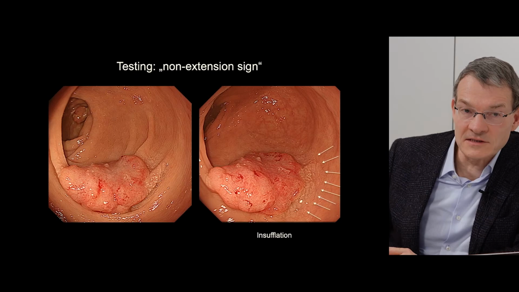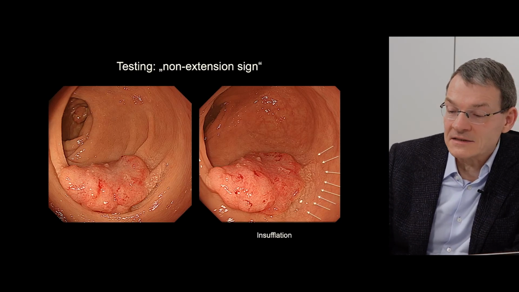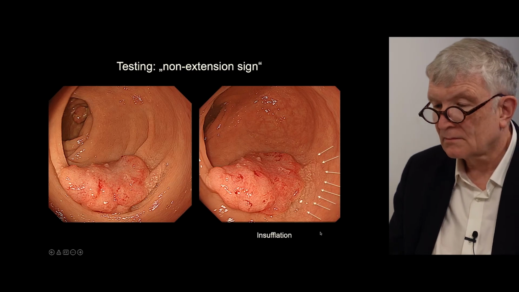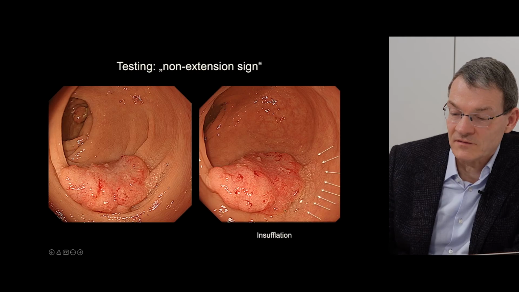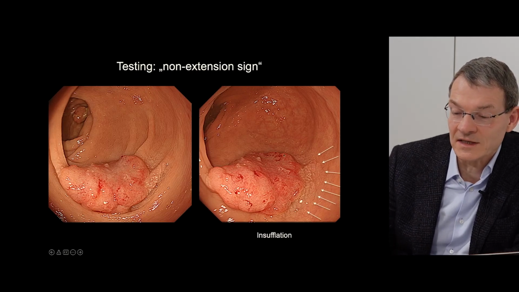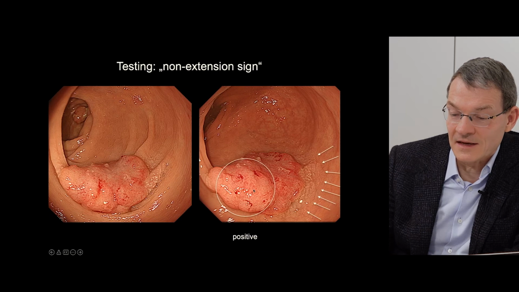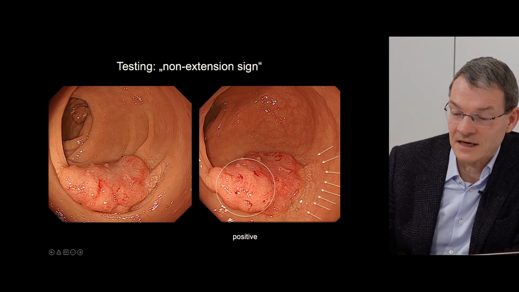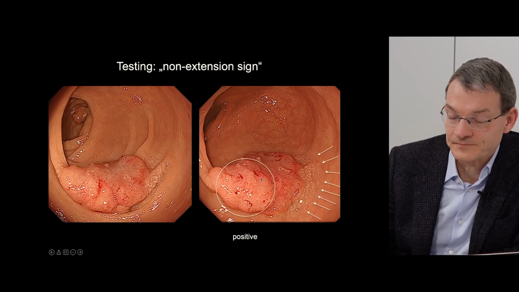This is originally described for the stomach. So we insufflate air, and what you may see here is that this polyp, in this part, even though it looks more ugly, still extends during air insufflation. However, here in this area, you have a non-extension sign. So with regard to that, this area is more suspicious for submucosal deep invasion.